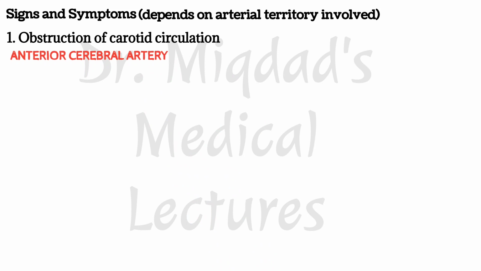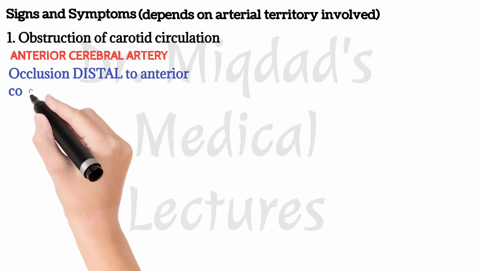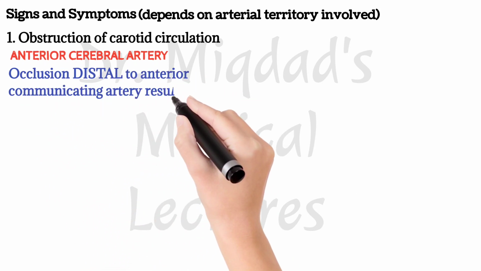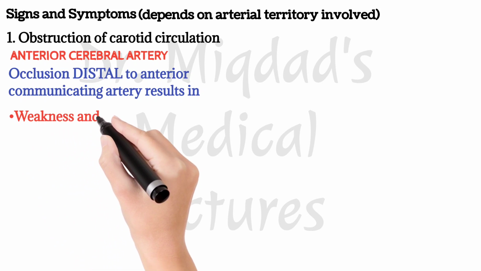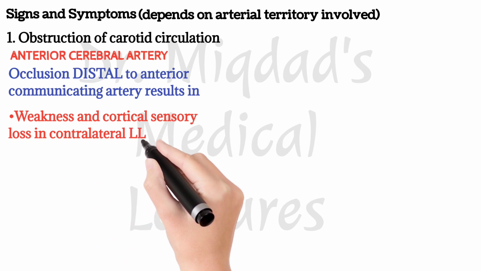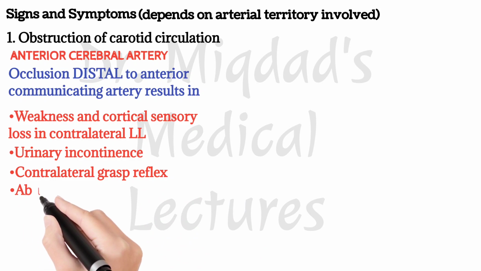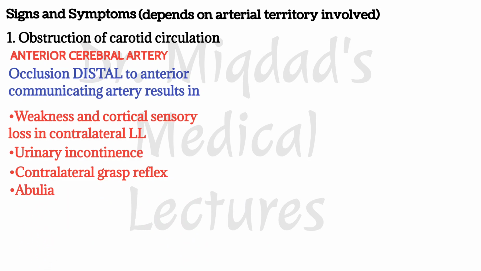But if the blockage is distal to the anterior communicating artery, then the person will develop weakness and cortical sensory loss in the contralateral lower limb. The person will also develop urinary incontinence, contralateral grasp reflex and abulia. Abulia is a Greek word meaning lack of will. In this condition, the person lacks motivation or initiative, or we can say he cannot take independent decisions.